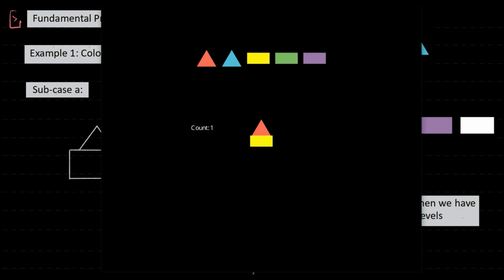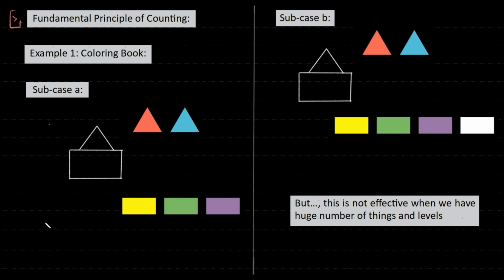So that is your first way. Count 1, count 2, count 3. So basically we saw that there are 6 different ways, right? 6 ways of doing whatever we just saw.